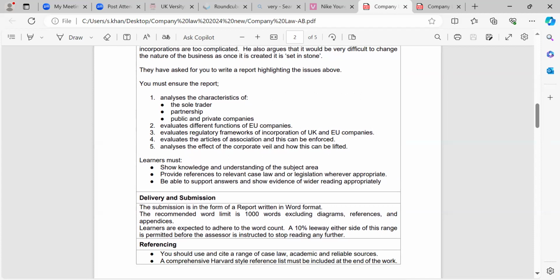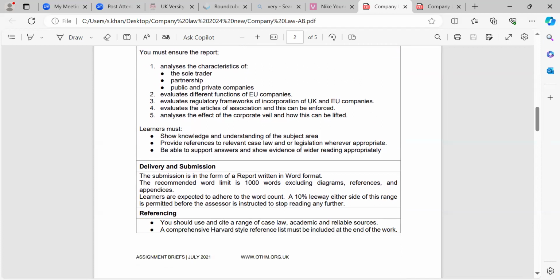The delivery and submission for task 1 is in the form of a report written in a Word document. The recommended word limit is 1,000 words, excluding diagrams, references, and appendices. Learners are expected to adhere to the word limit. A 10% leeway either side of this range is permitted before the assessor is instructed to stop reading any further. So within task 1 there are 5 parts, so do about 200 words for each part, and you have that 10% leeway as well. But make sure you don't go over the word limit, because they've given you guidance on the word limits.